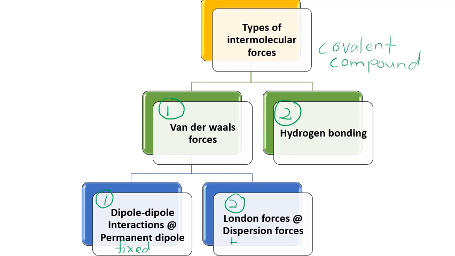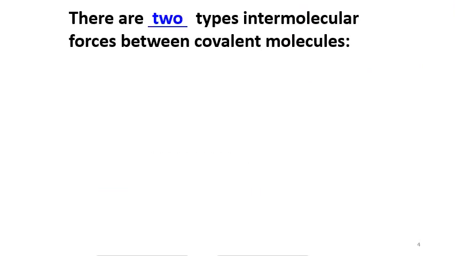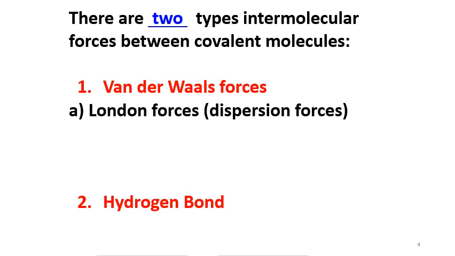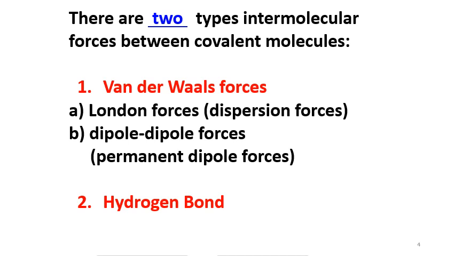Just a very quick remark here: compared with the permanent dipole, London forces are the temporary type. Okay, later we will go into details. A quick revision again. There are two types of intermolecular force between covalent compounds. First is van der Waals forces. Second type is hydrogen bond. Under van der Waals force, there are another two types: London forces, also known as dispersion force, and the dipole-dipole forces, also known as permanent dipole forces.